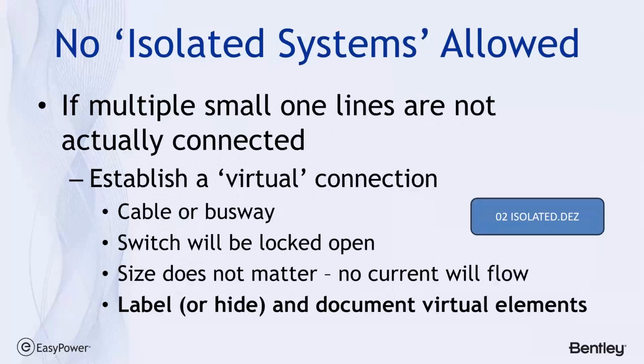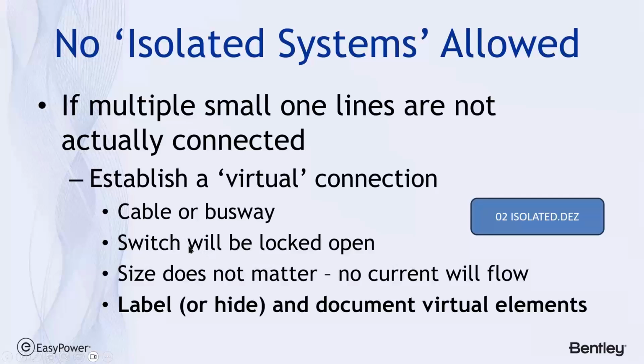Okay, now, as far as large systems, no isolated systems are allowed. One way to build a large system is to have multiple one-lines that you've collected and built simultaneously or individually. And then at the end of the day, you want to connect them. The recommended procedure is to use a virtual connection. This can be a cable or a busway. And what it amounts to, you're going to create a connection that doesn't really ever exist.